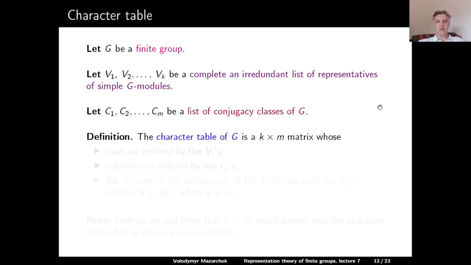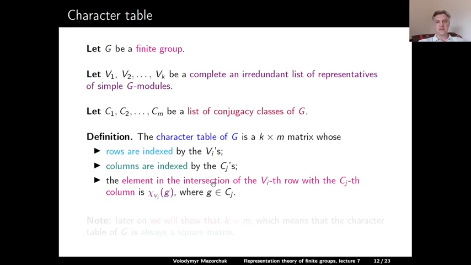Definition: the character table of G is a matrix which has k rows and m columns. Here, rows are indexed by our simple modules, Vi, and columns are indexed by conjugacy classes, the Cj's. And the element in the intersection of the row indexed by Vi with the column indexed by Cj is equal to the value of the character of Vi at some element g in Cj. So this is well defined because characters are constant on conjugacy classes.